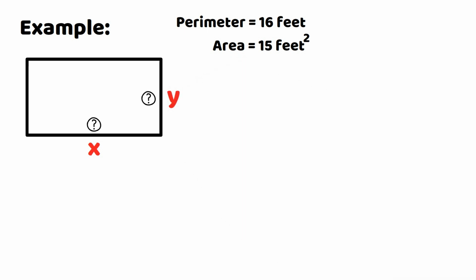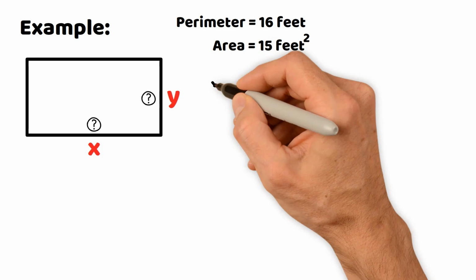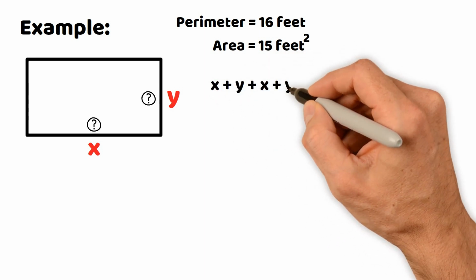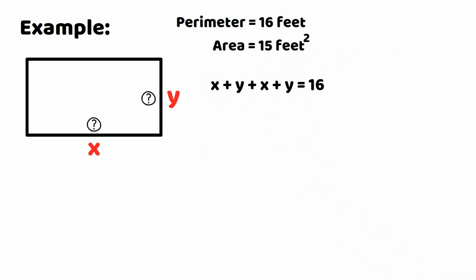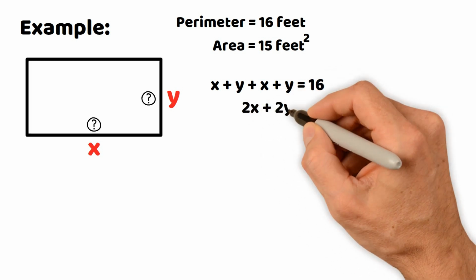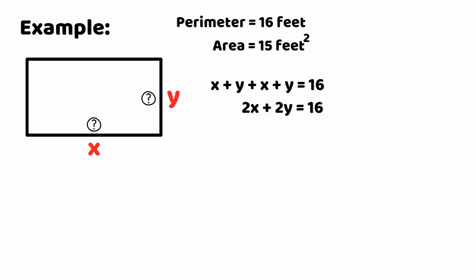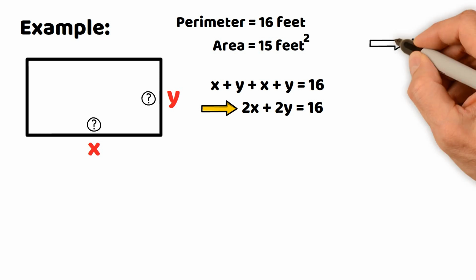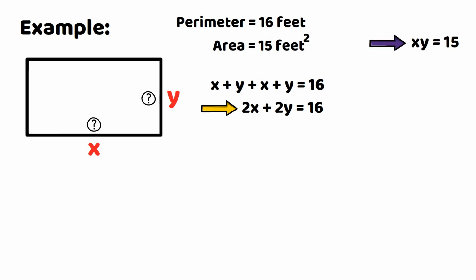The perimeter is all the dimensions combined, or x plus y plus x plus y, and that adds up to 16. So 2x plus 2y equals 16. The area is 15, so x times y equals 15. So we've now got a system of equations: 2x plus 2y equals 16, and x times y, or xy, equals 15. Let's solve this by substitution.